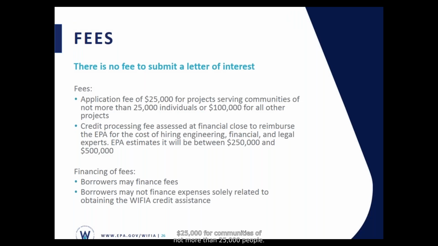EPA does require reimbursement if you were to become a selected project for engineering, financial, and legal advisors at the application stage. This fee ranges between $250,000 to $500,000 depending on project complexity. Fees may be part of your credit assistance, not including finances solely related to obtaining WIFIA credit assistance.